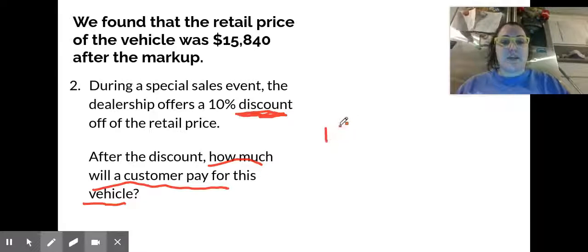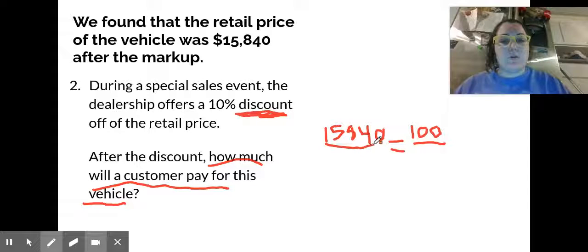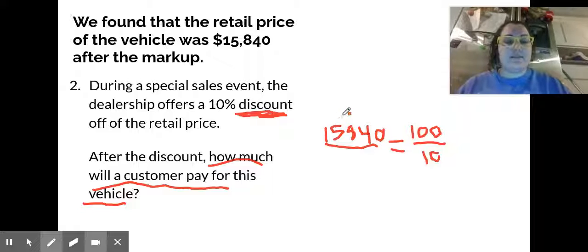So we have $15,840. That's our OG amount in this case. And notice our original 100% is changing because of the different scenario. When we read it again, it says it's 10% off of this price. So we want to make that one our 100%. So that's our 100%, and it's going to be a 10% discount. So we're going to take it away in the end. Okay, so let's go ahead and solve it.